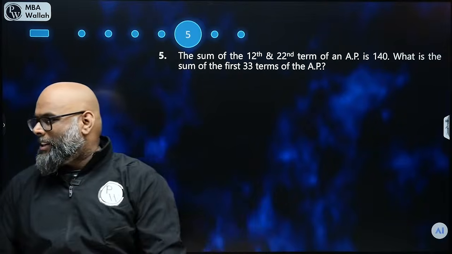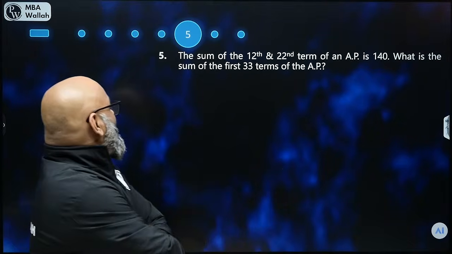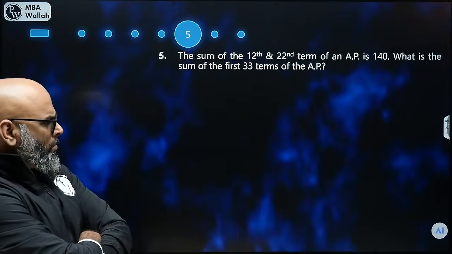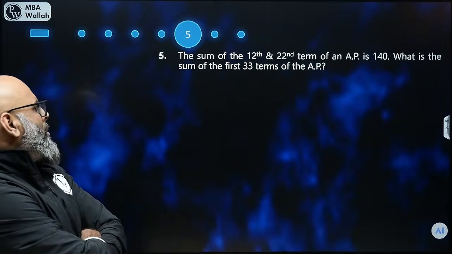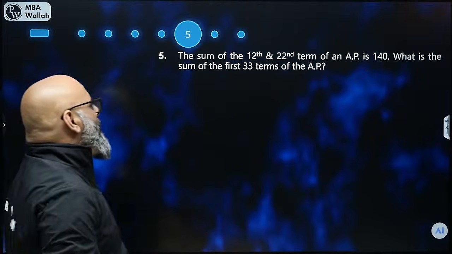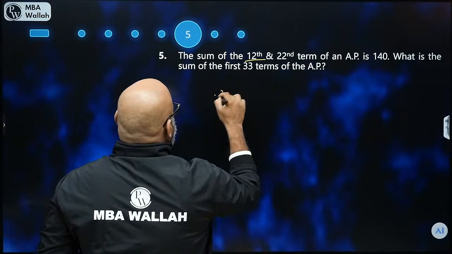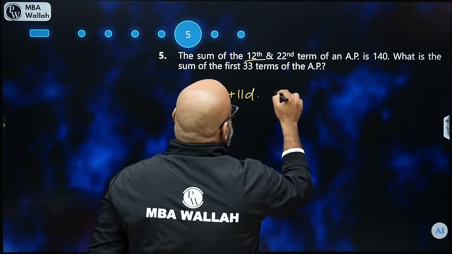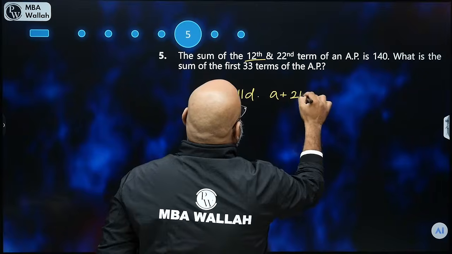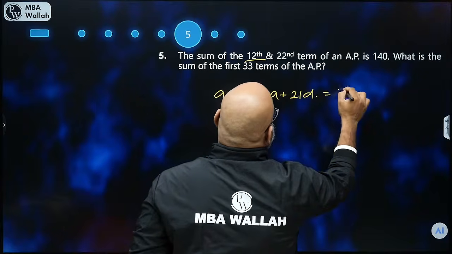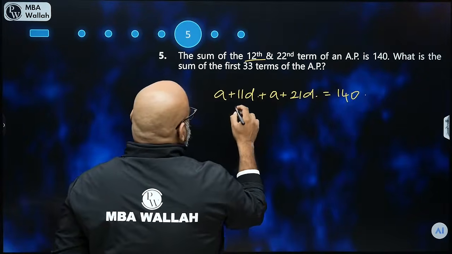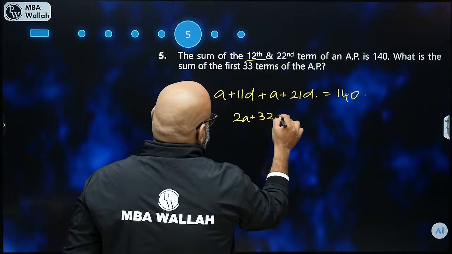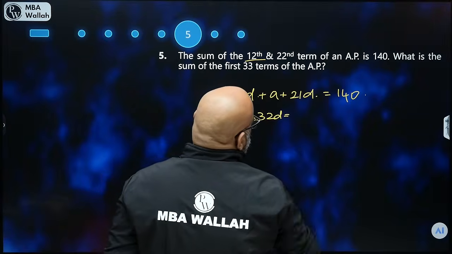This one was interesting. This is a very interesting question. It says that sum of the 12th and the 22nd term of an AP is 140. What is the sum of the first 33 terms of the AP? Now, 12th term is a plus 11d. 22nd term is a plus 21d. Sum of these two is 140, which gives you 2a plus 32d, that is equal to 140.